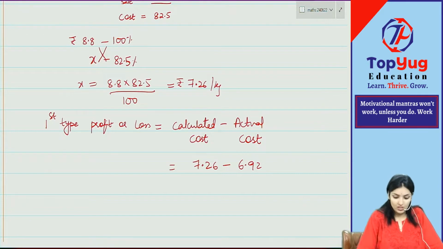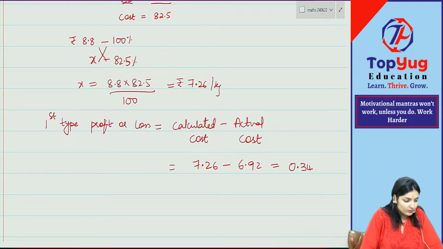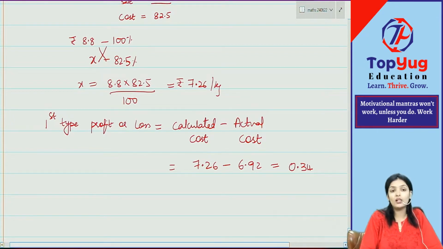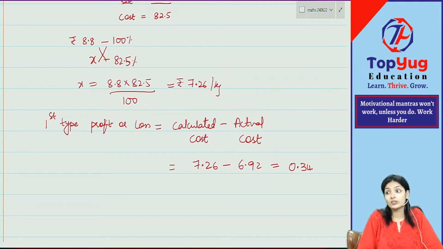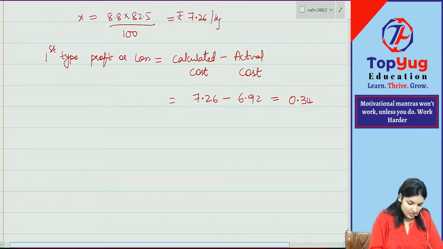0.34. Now you tell me whether it is a profit or loss. Why profit? Are we comparing with the selling price? This is the selling price? Actual cost is less than calculated cost. So obviously this is profit. So how much are you earning in first type? On first type 0.34 per kg.